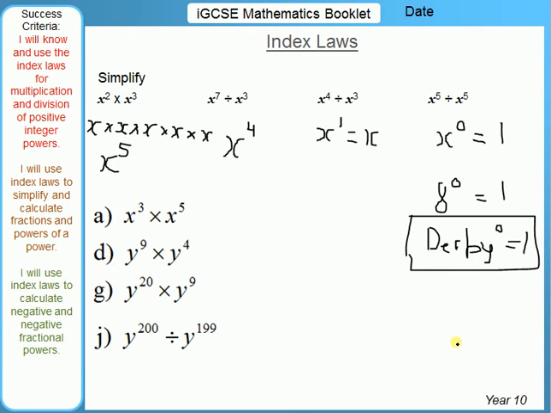So, using what we've just done, see if you can complete questions A, D, G and J and see if you can get the right answers. Take about 2 or 3 minutes on this exercise.